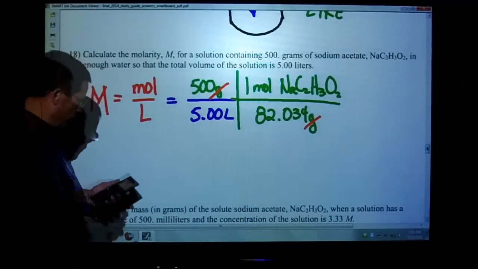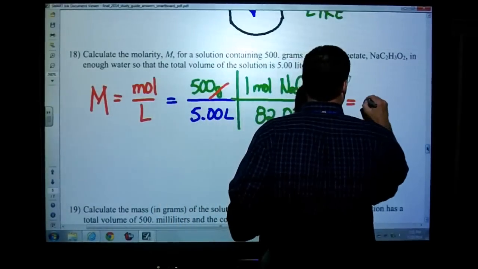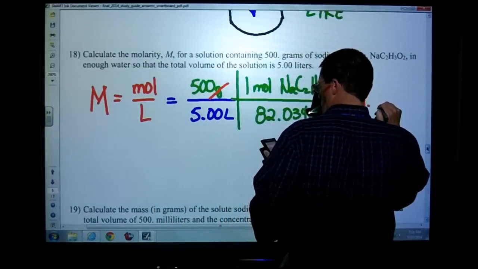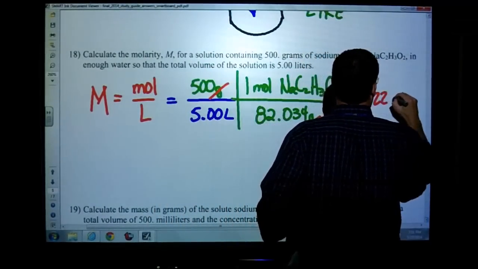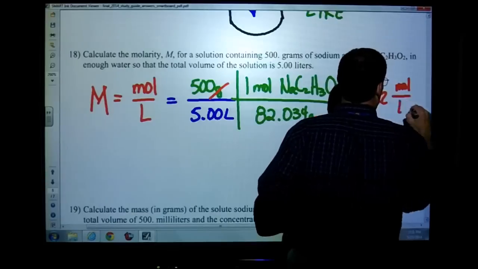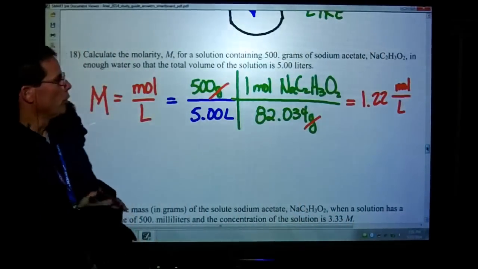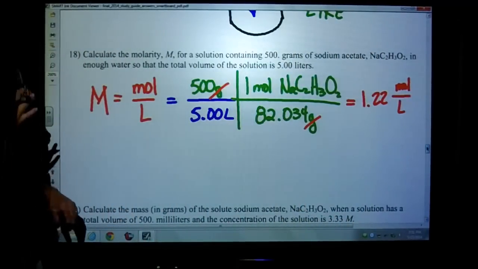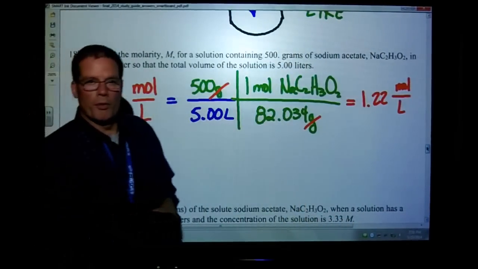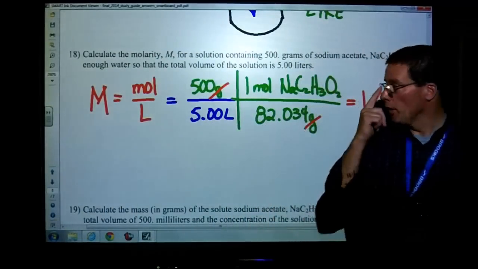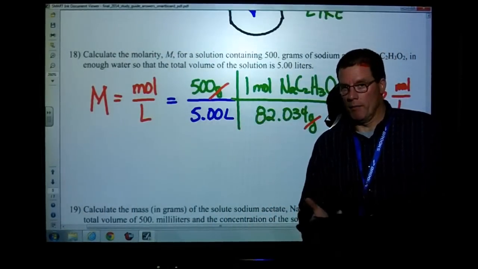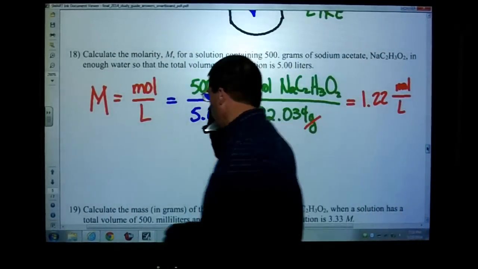So let's find out what this value is. That gives me a value of 1.22, and that's moles per liter. So 1.22 moles for every liter of the solution. Molarity is pretty simple. Now, there is another thing out there called molality. Now, molality is a little bit different.